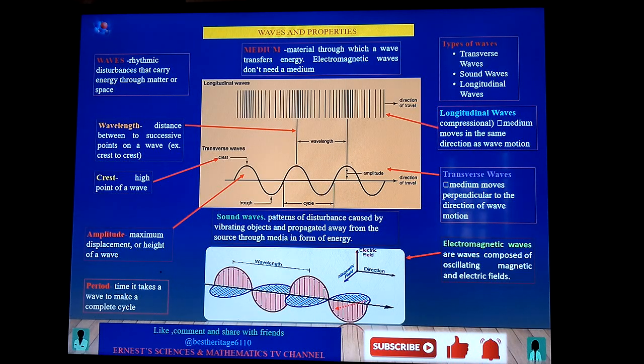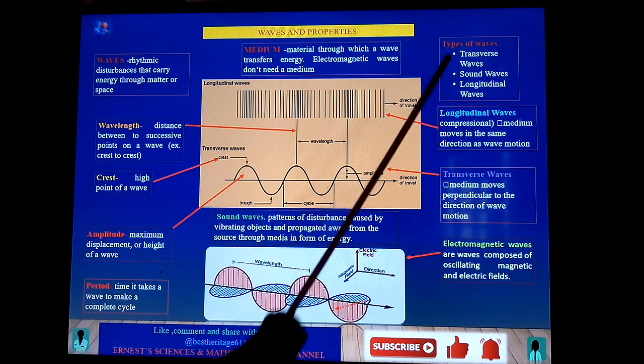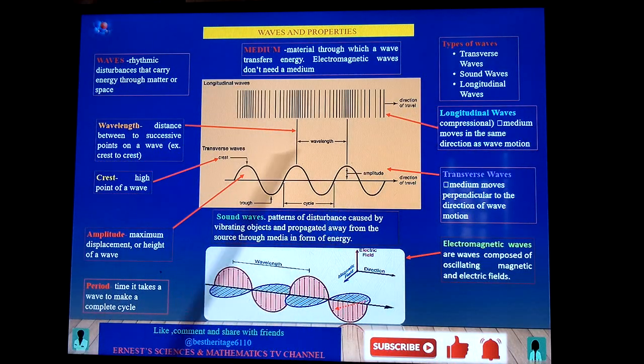If we look at this figure in the middle, it is illustrating two types of waves: longitudinal waves and transverse waves. The difference between the two will be elaborated when I look at the other side of the board. We have different types of waves, whereby we have transverse waves, sound waves, and longitudinal waves. And in some cases, we're going to see electromagnetic waves, which basically consist of an oscillating magnetic and electric field.